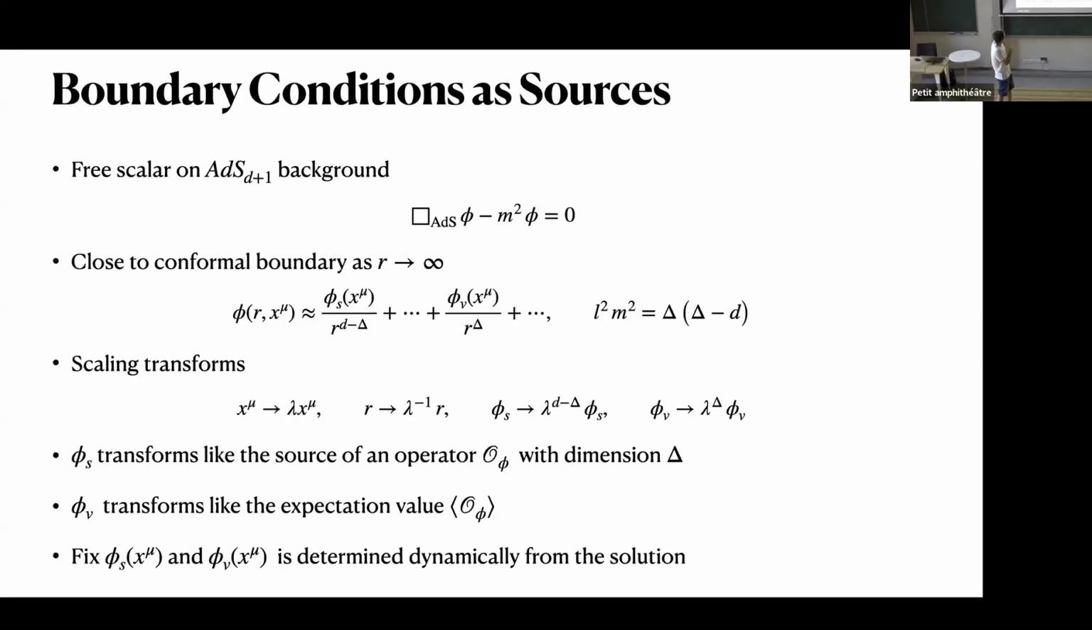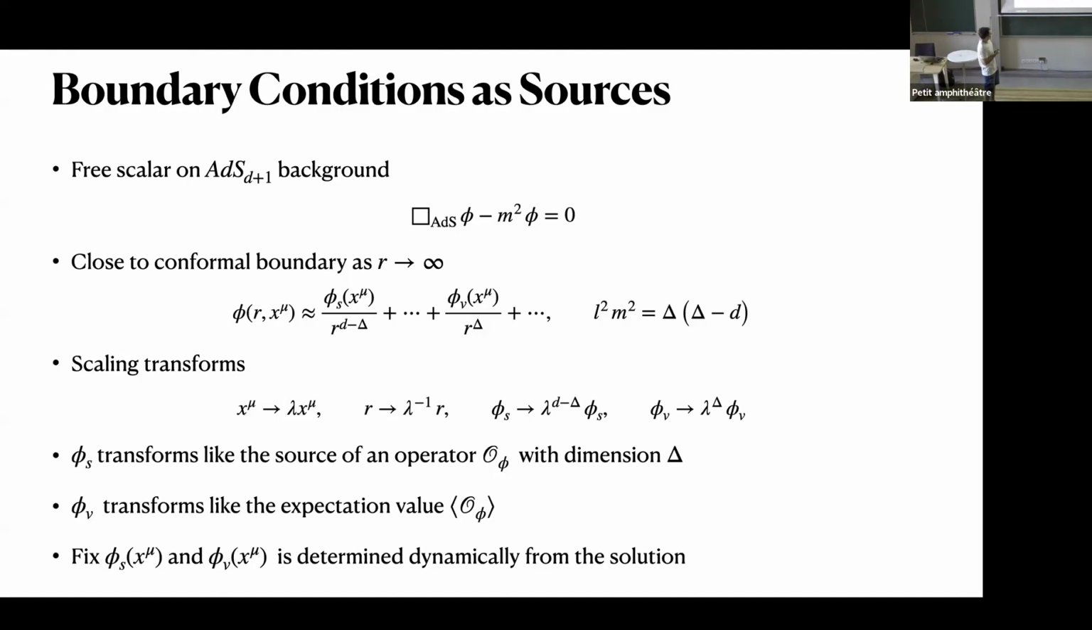Well, as I told you, scaling transformations simply scale this radial coordinate, okay? So if I take this expression and I transform it as a scalar, then what you will see is that this function phi s will scale like the source of an operator with dimension delta. And this phi v will scale like the vev of an operator with dimension delta. So the product phi s phi v gives you precisely what you would like to see. It will give you a scalar after you integrate it over R^d.